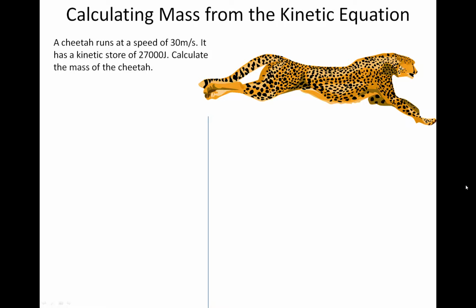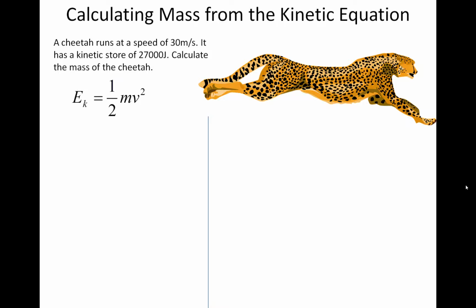Next, calculating mass from the kinetic equation. So imagine you have a cheetah that's running at a speed of 30 meters per second. It has a kinetic store of 27,000 joules. Calculate the mass of the cheetah. So we're going to use substitution first. We write down our equation, and then we substitute in the numbers.